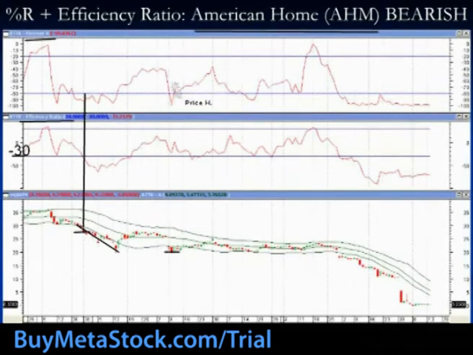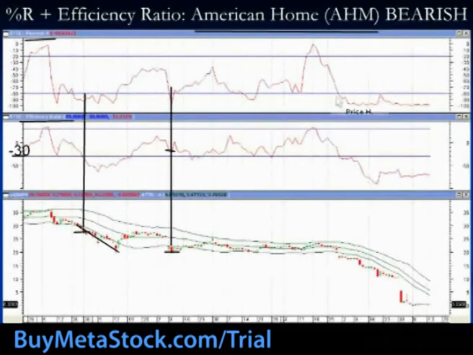Then look at this next move when the percent R starts to break down under minus 80, but efficiency hasn't even gotten under minus 30. It's more like minus 20, minus 25. You're just not there yet. So we're not getting the confirmation on that breakdown of the acceleration bands in early April. So I don't like that move as much because the other indicators on top of it here are not confirming that tool.